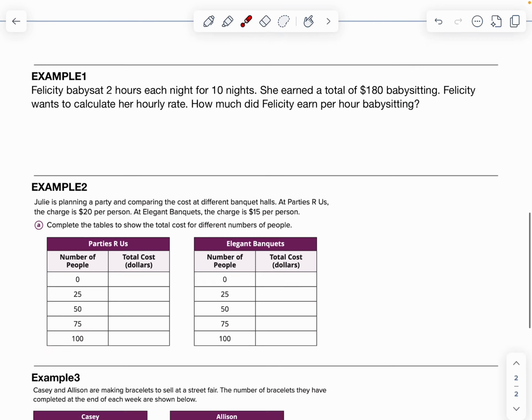We're going to talk about 4 quick examples here. Felicity babysat 2 hours each night for 10 nights. She earned a total of $180 babysitting. Felicity wants to calculate her hourly rate. How much did Felicity earn per hour? So earn per hour, that's kind of the clue there. Earn, we're talking dollars. On the bottom of the fraction, we're talking hours.